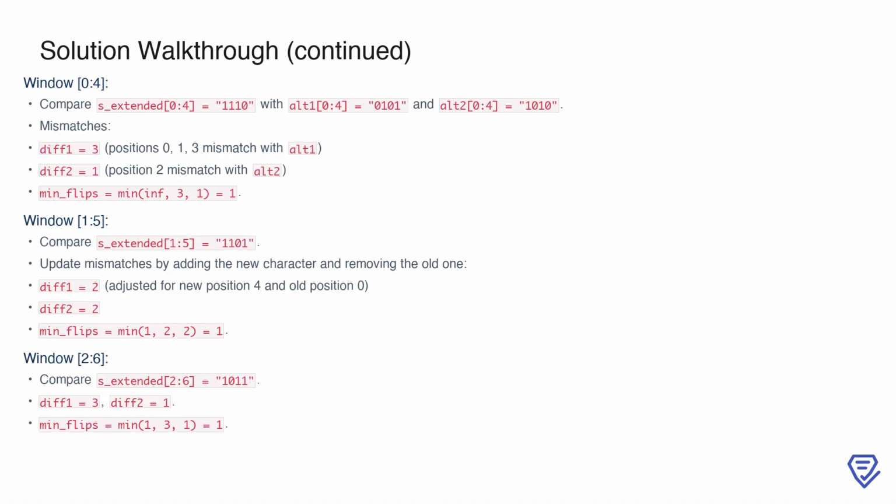Moving to the next window, 1:5, the substring s_extended[1:5] is 1101. By adding the mismatch for the new position at index 4 and removing the mismatch from the old position at index 0, we update diff1 to 2 and diff2 to 2. The min_flips remains 1. Now for window 2:6, the substring is 1011. Comparing this with alt1 and alt2, we find diff1 equals 3 and diff2 equals 1. The min_flips stays at 1.